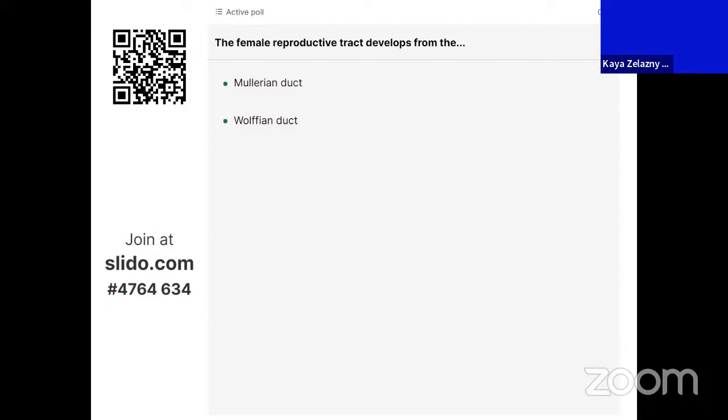couple questions. So the reproductive tract that we're talking about today, the female reproductive tract, we talked at the beginning of our reproductive section about development of male and female reproductive structures. So where was it that that female reproductive tract was coming from?